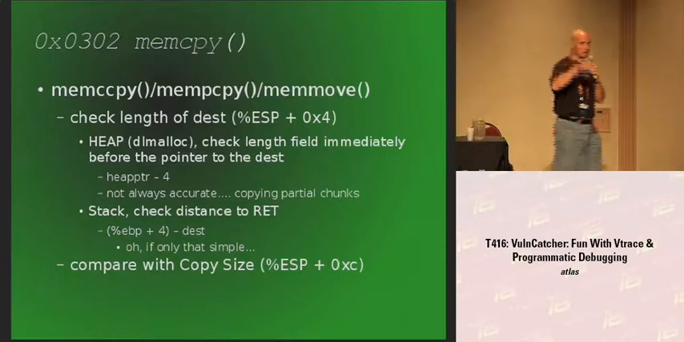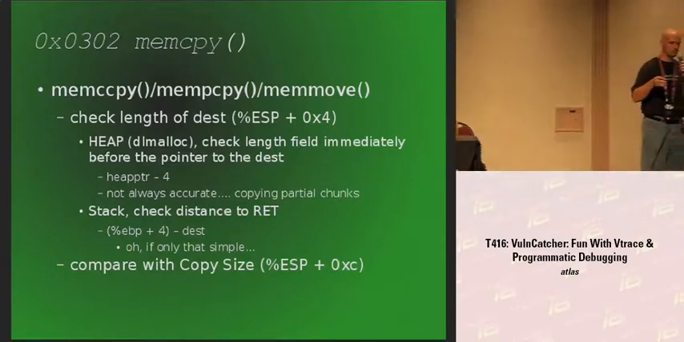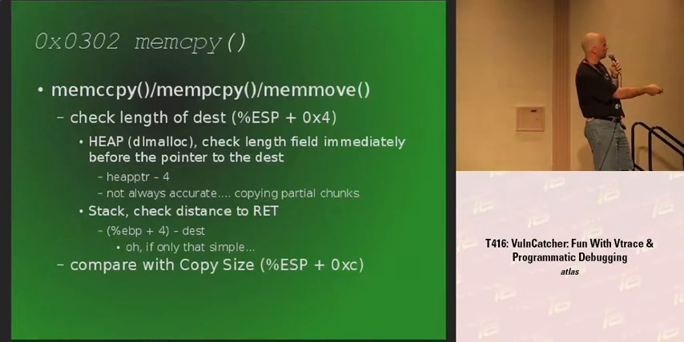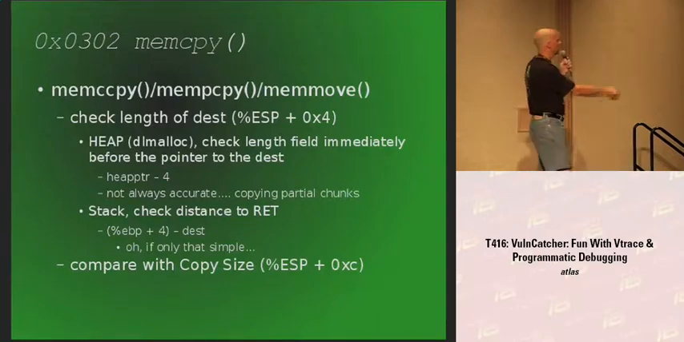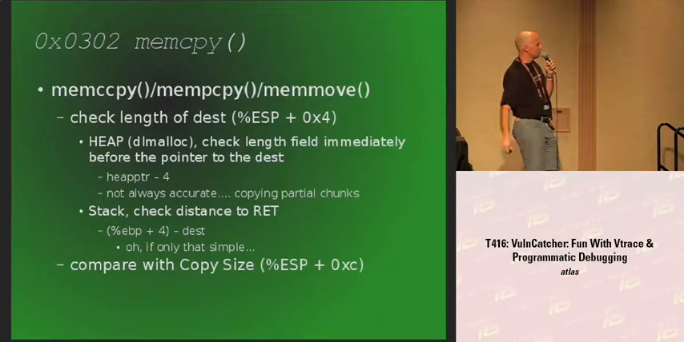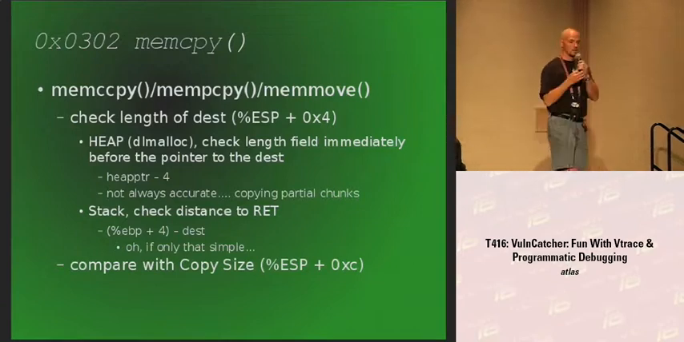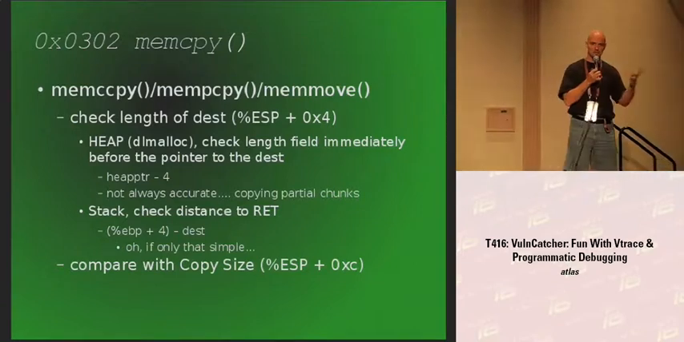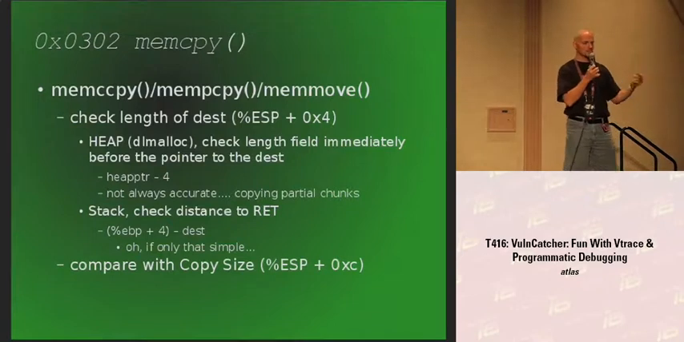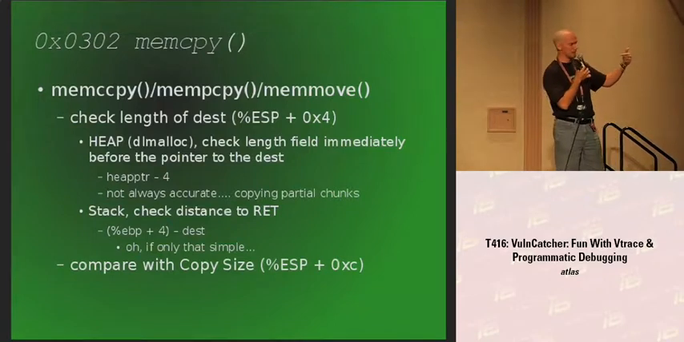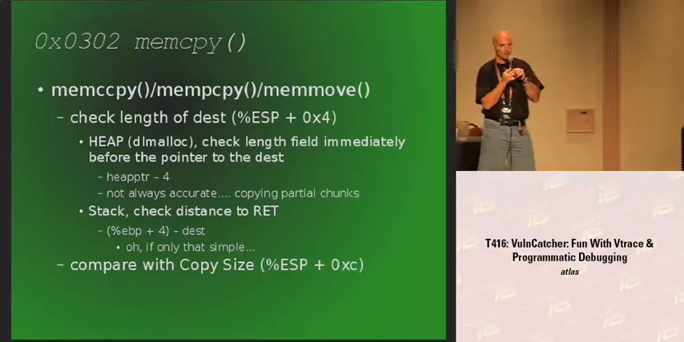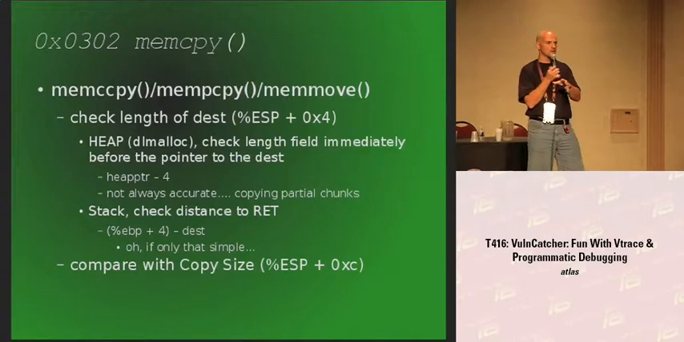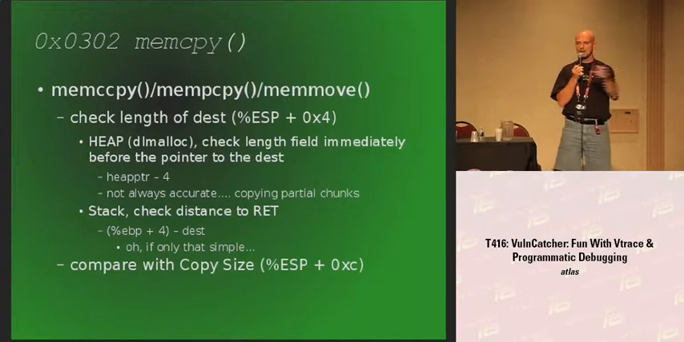So we break at memcopy, or at a call to memcopy specifically, before it does its little prologue thing and sets up its new frame pointer. So we check the length of dest. We can find dest, the destination buffer, by looking at the stack pointer and moving up 4 bytes. That gives us a pointer to typically either a heap location or a stack location.